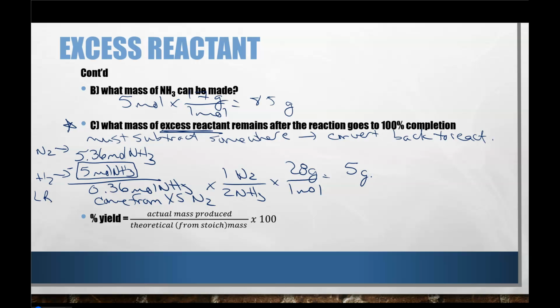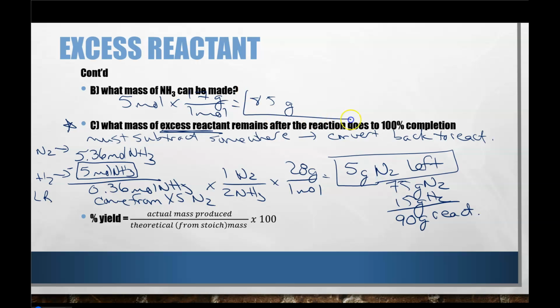And I want to point out, I started with 75 grams of nitrogen and 15 grams of hydrogen. That is a total of 90 grams of reactants, and I have 5 grams of nitrogen left. And I had 85 grams of NH3 made. And look at that, mass is not created or destroyed. This is how much product I got, and this is how much nitrogen I had left over.